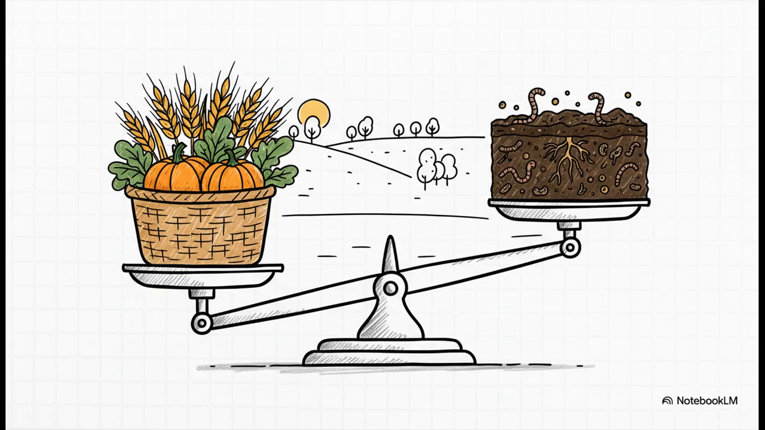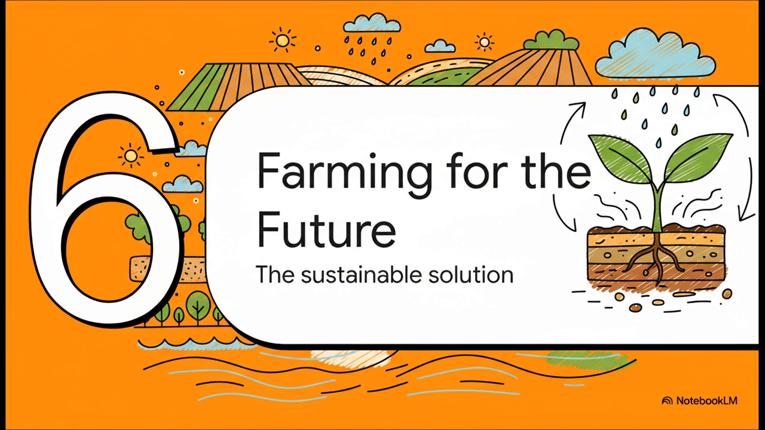So what is the answer? The real goal is to find a balance between getting good yields in the short term and maintaining the fertility of the soil for the long term. And think about that for a moment. Why is long-term soil fertility so important? Well, because we will need this very same soil to grow food for many, many years to come. So how do we achieve this balance?